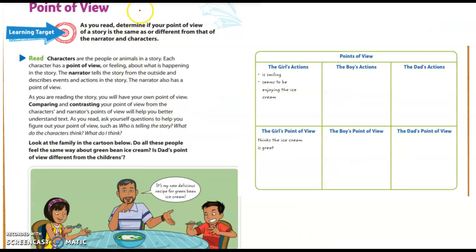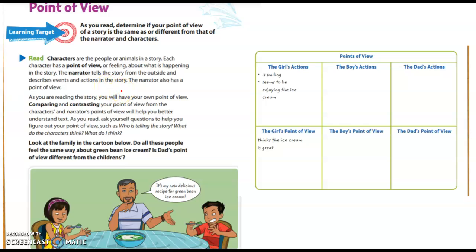So as we're reading, we determine the point of view of a story. Is it the same or different from that of the narrator and the characters? Characters are the people or animals in a story. Each character has a point of view or feeling about what is happening in the story. The narrator tells the story from the outside and describes events and actions in the story. The narrator also has a point of view.